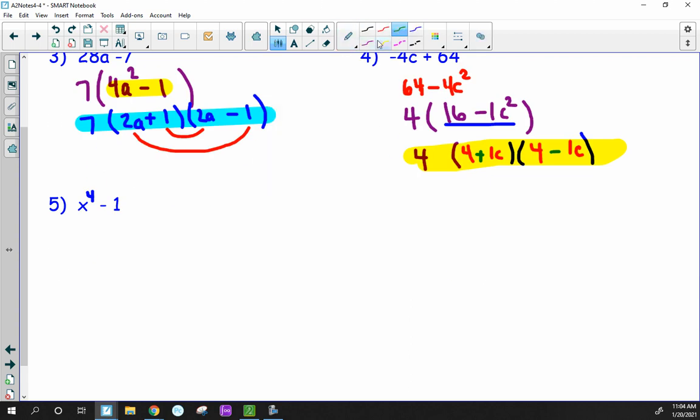Alright, let's check out number 5. Let's do one more like this. We got x to the 4th this time, minus 1. I do see 2 terms. Looking for a GCF, the only number that goes into 1 and 1 is 1. I do not have to show 1 on the outside. It will not change the inside, remember. Both of these do not have an x, so this one appears to not have a GCF.